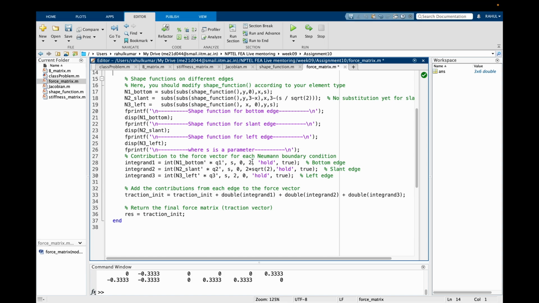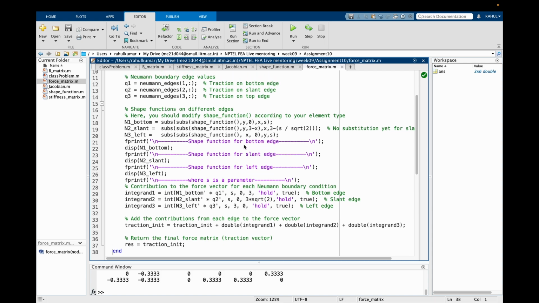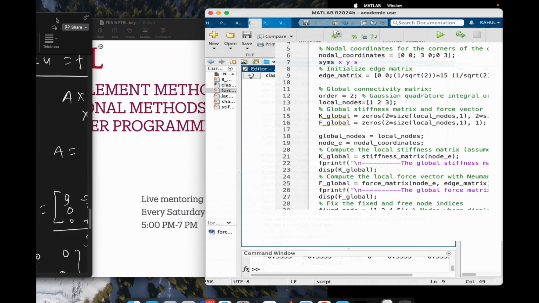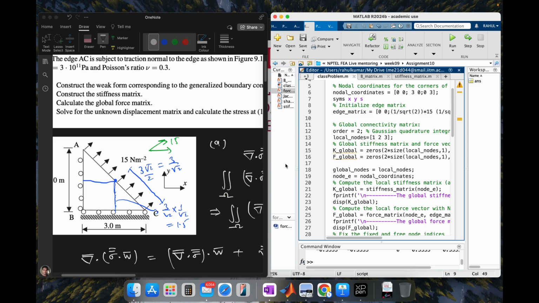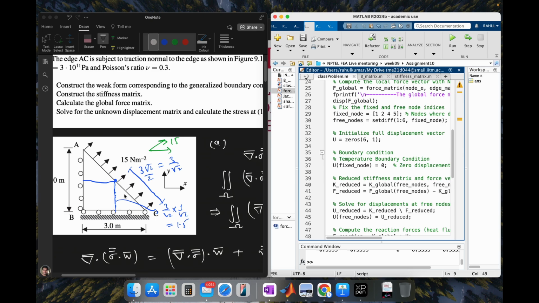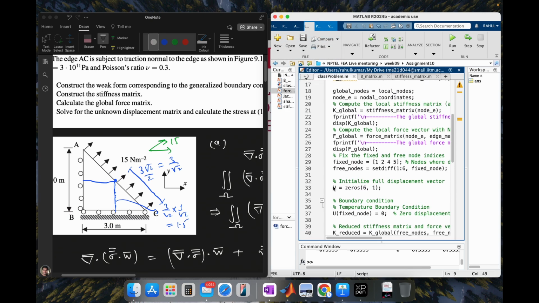For the base, it will integrate from 0 to 3, and the slant will integrate 0 to 3 root 2, and this will be 3 to 0, and then it will do the same as it is. Now if I go for the boundary condition, in this case, what are the boundary fixed nodes?